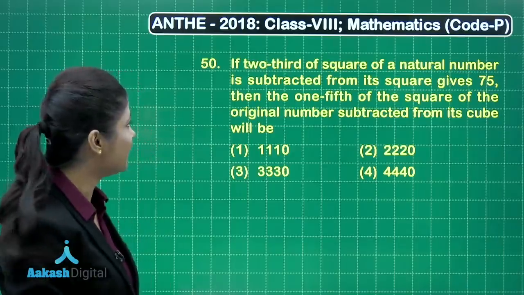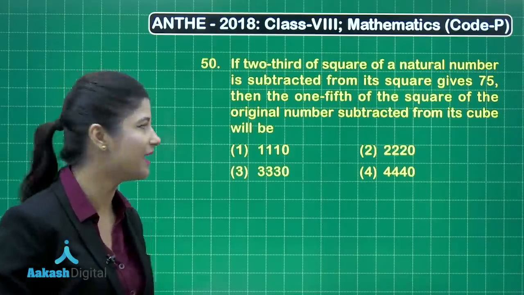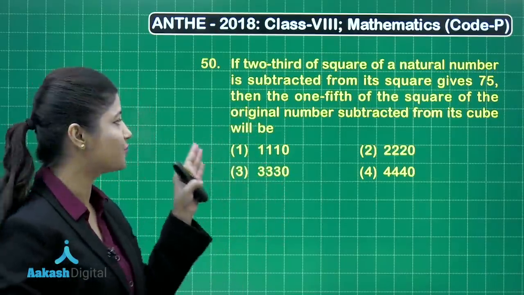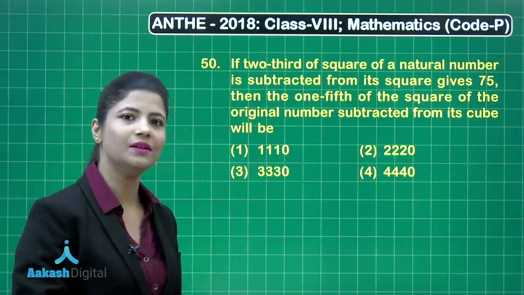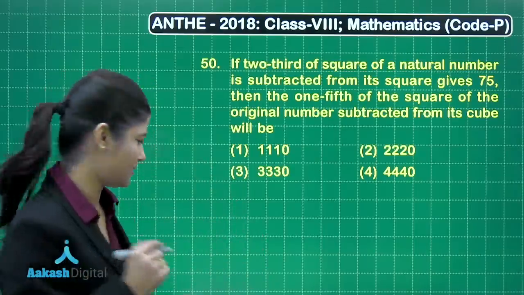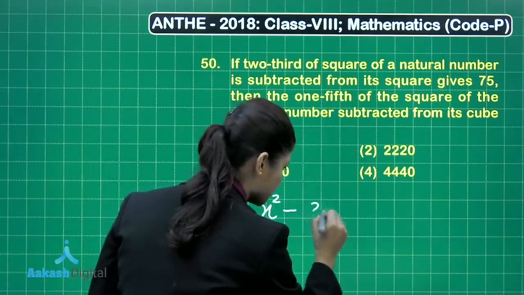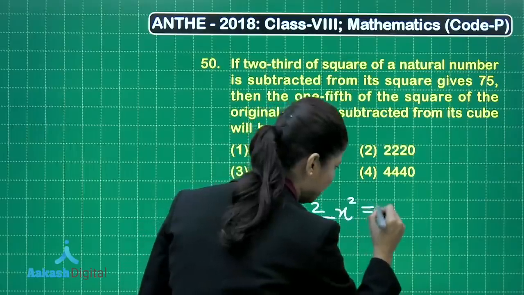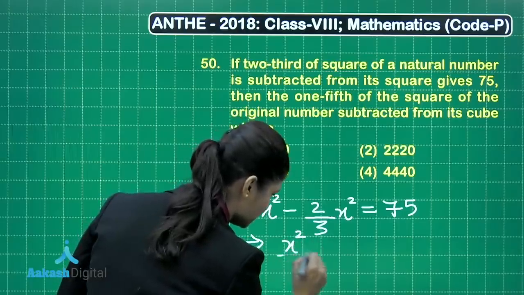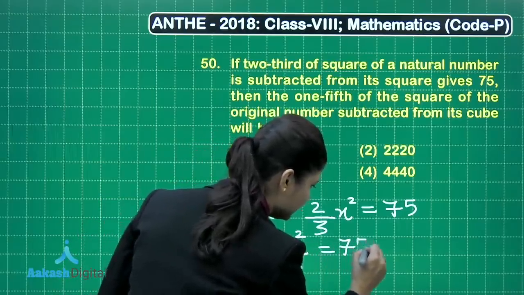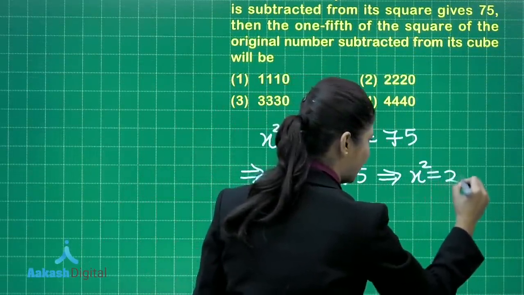Let's discuss this question. It states that if 2/3 of the square of a natural number is subtracted from its square, it gives 75. Then 1/5 of the square of the number is subtracted from its cube. Then what will be the number obtained out of these 4 options? So let's consider the number to be x. Very first I am subtracting 2/3 of the square of the natural number from its square. So x square minus 2 upon 3 x square gives me 75 according to this question. So here I am getting an equation. When you solve this, you get x square upon 3 equal to 75. Next, on solving this, you obtain that x square is equal to 225.